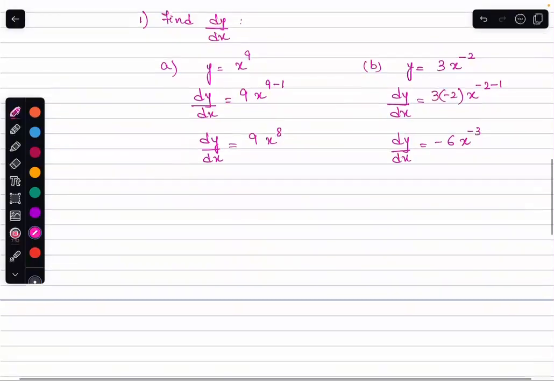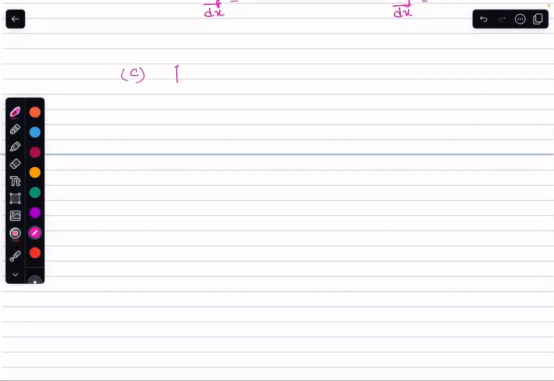Let's do another example. If your f of x is given as a function of x, meaning y is a function of x, it's given as 4 by 5 x to the power 10.